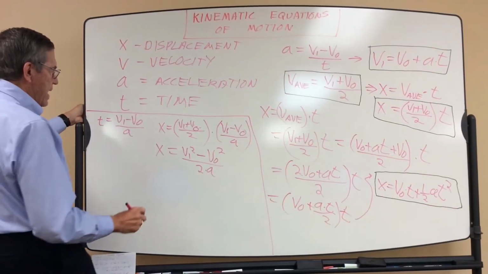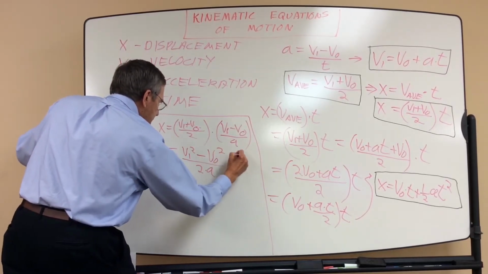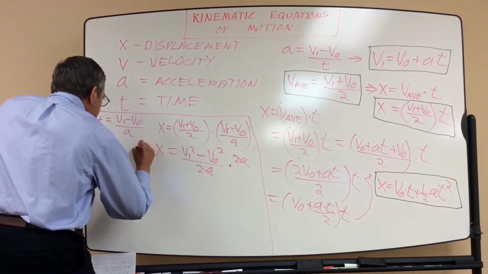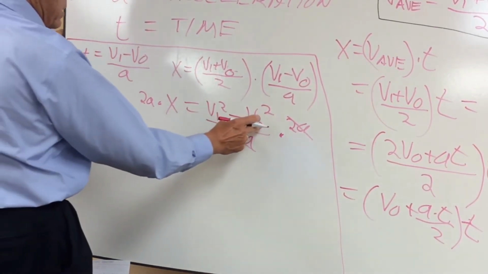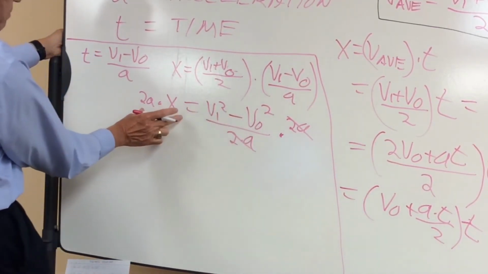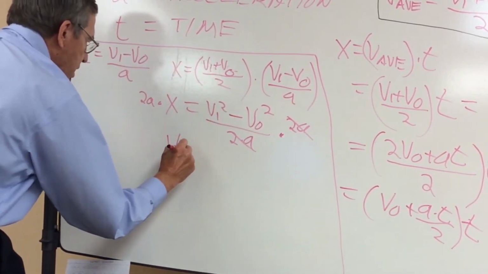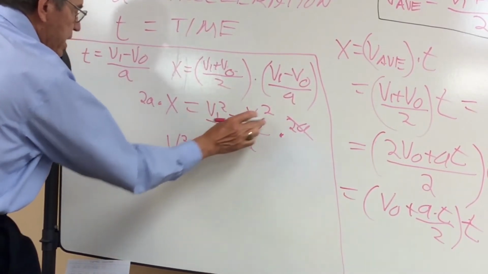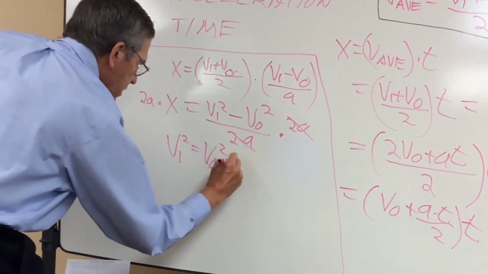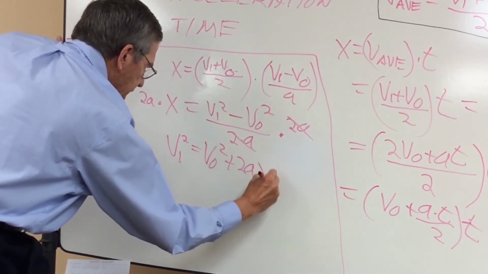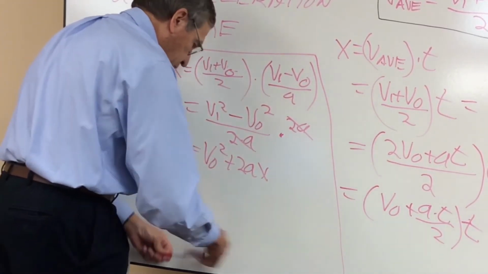And finally, I can take the 2a from here by multiplying 2a here, and allowing that to cancel out, and putting 2a over here, 2a times x. And then what I'll do is bring this with the minus sign over to combine it with this, and now I'll just rearrange those so it's written in the same way. So v1 squared is going to be equal to v0 squared plus 2ax. And that's our fourth kinematic equation.